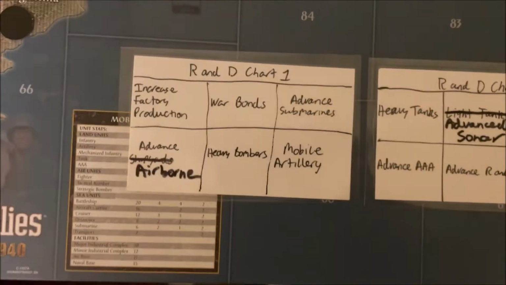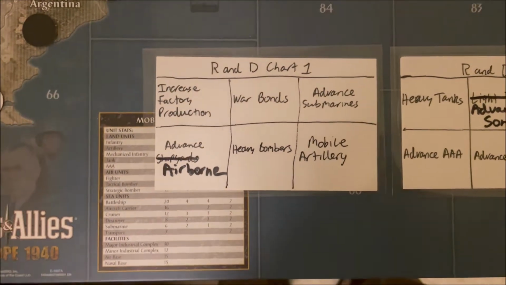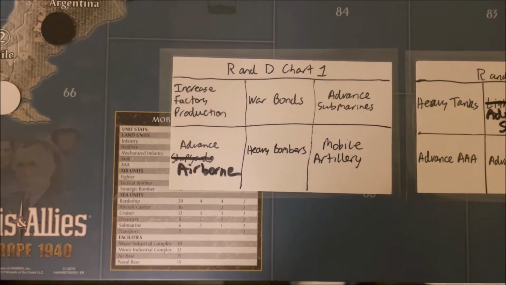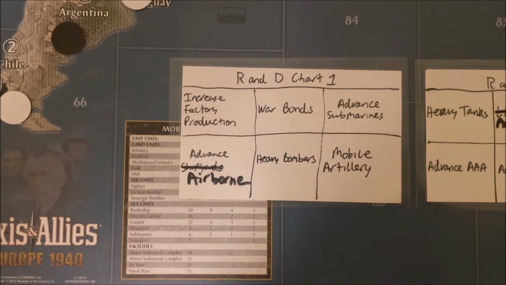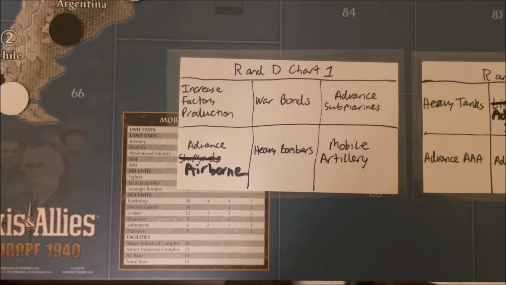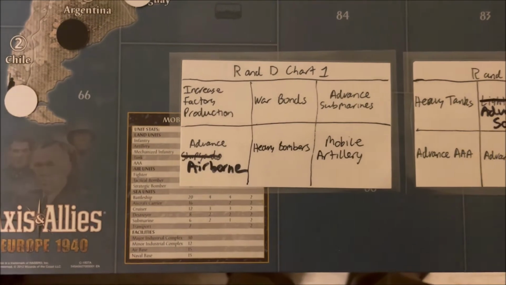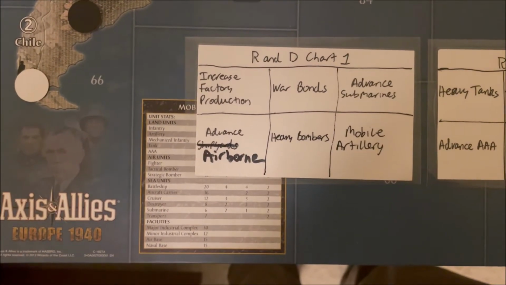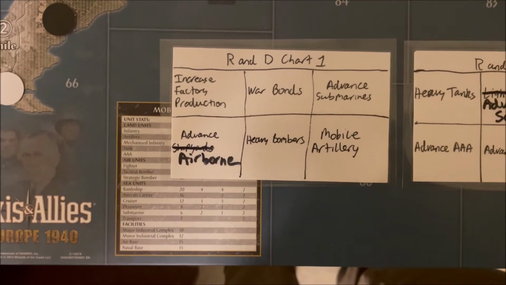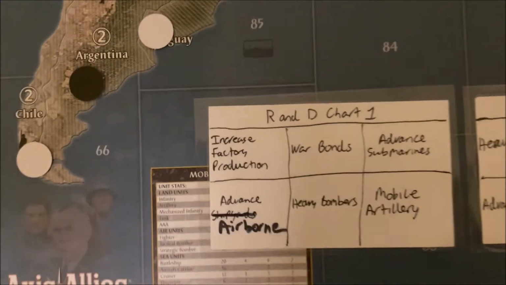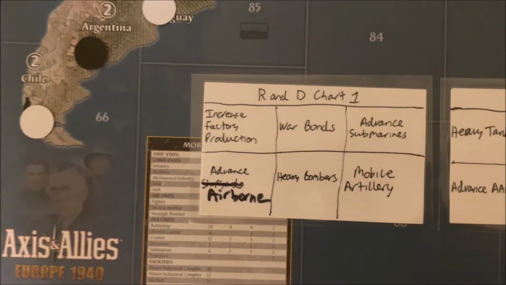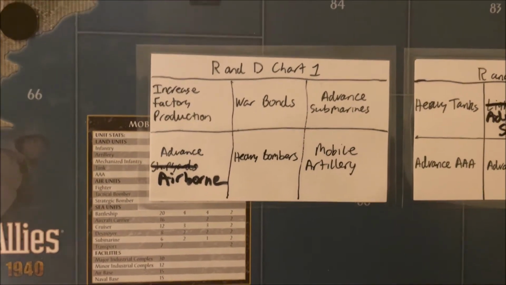So just kind of going through it quick to give you an idea. So increased factory production, same as in Global 1940. Major factories can produce 12, minors can produce 5. War bonds is the same. You roll one dice during the collect income and you add that result to your income. Advanced submarines, it's the same thing as the super submarines from 1940. Basically, your submarines will attack on a 3 and can move 3.